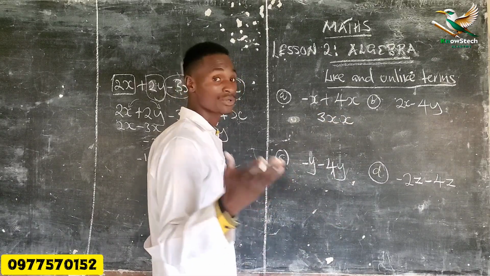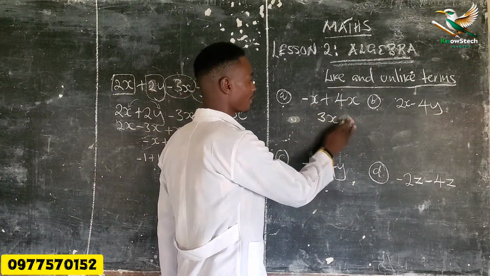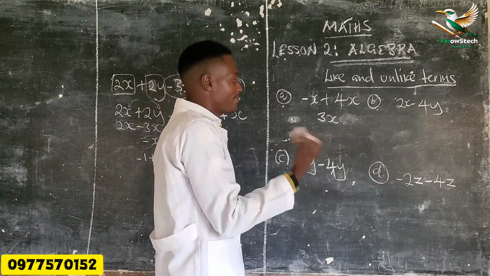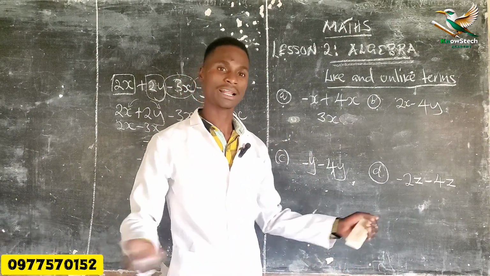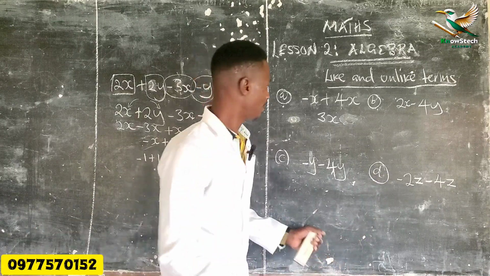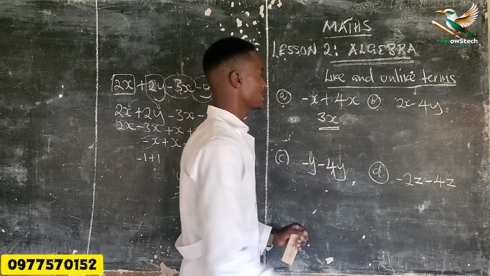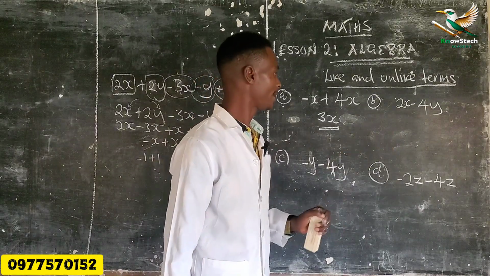You see? That is your problem. If you can't put x, just put one of them. Because x represents a variable, a quantity of which we don't know. Maybe bananas, it may represent a number of books, anything. Okay? So here, it is just 3x.